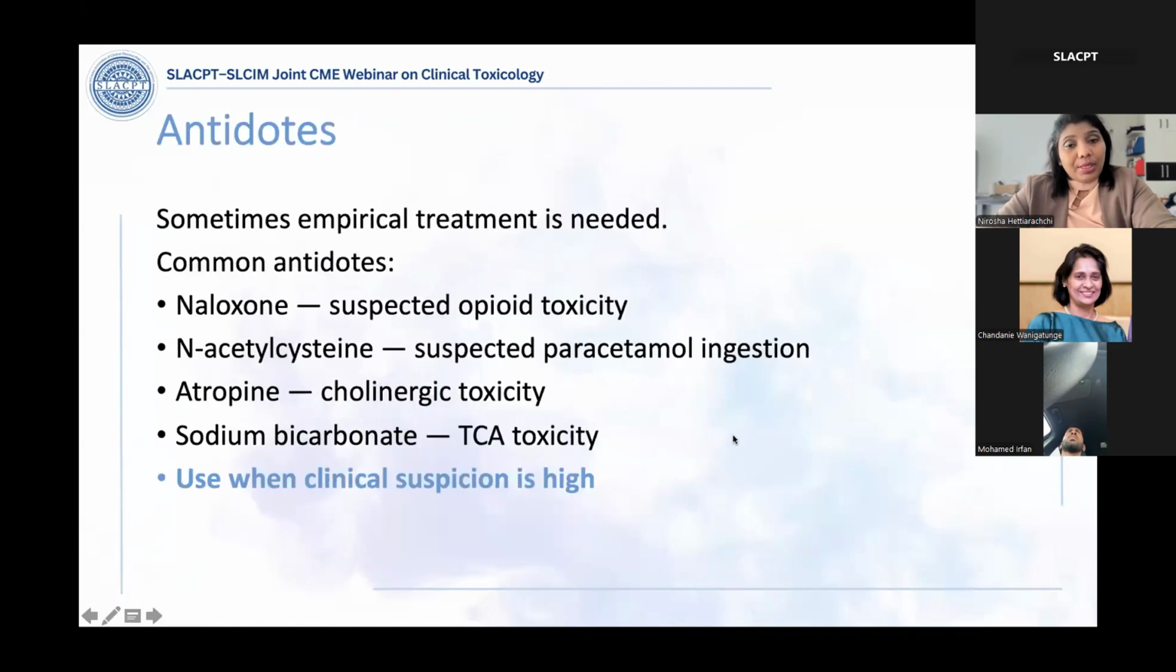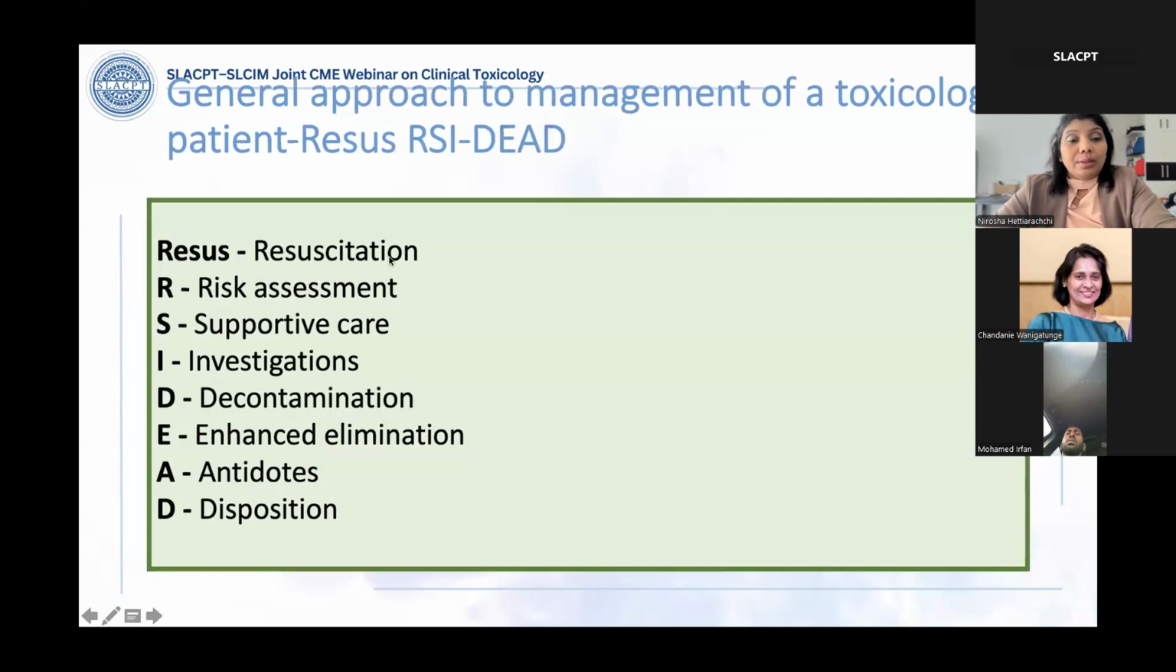So antidotes: sometimes empirical treatment will be needed at the outset, as I described earlier. Naloxone in suspected opioid toxicity, acetylcysteine for paracetamol ingestion, atropine for cholinergic toxicity, and sodium bicarbonate for TCA toxicity. And sometimes if the clinical suspicion is very high, you might have to do this even without drug levels, because in many countries like ours, we don't have drug levels. So the last D here, we have discussed all these things.